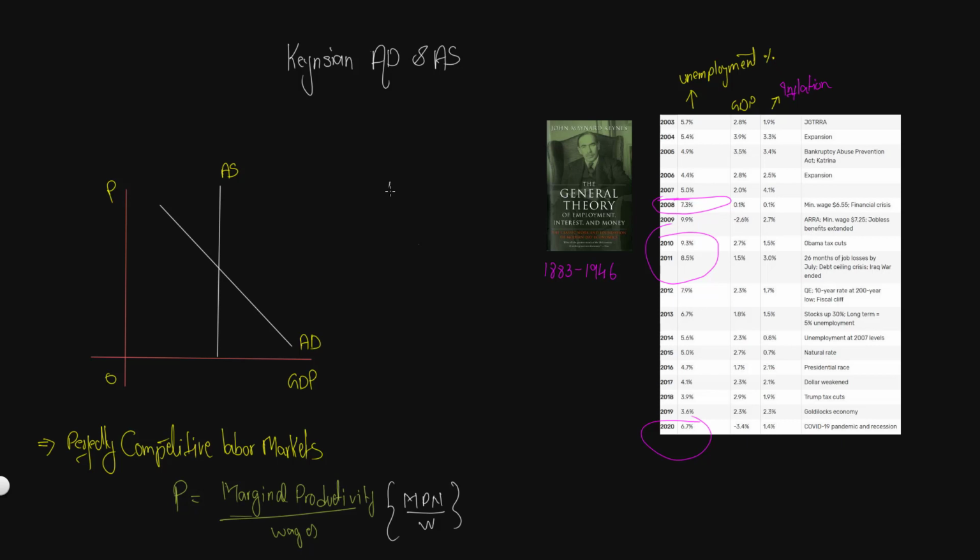When we talk about Keynesian aggregate demand and aggregate supply, one of the few things that we have to keep in mind is the life and times of John Maynard Keynes. He lived through the Great Depression, and to fully understand his philosophies and his theories, we have to know a few things about depression and recession in general.